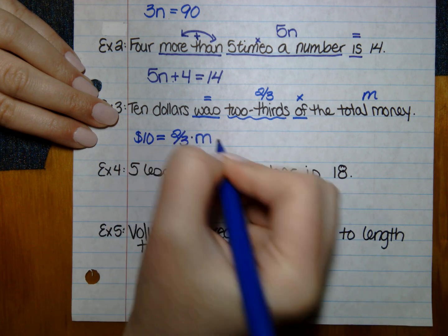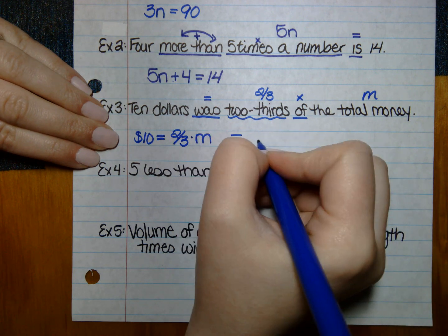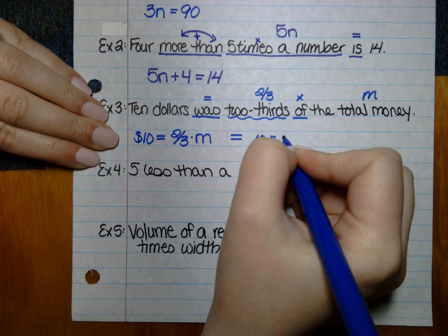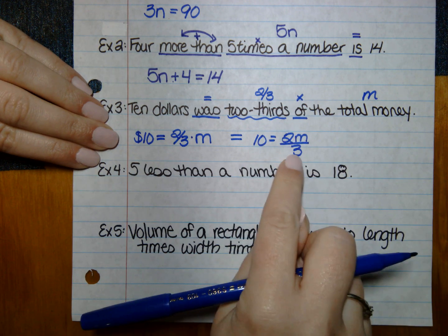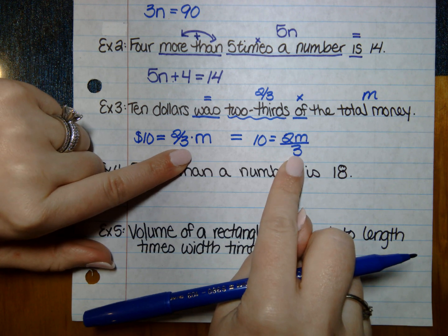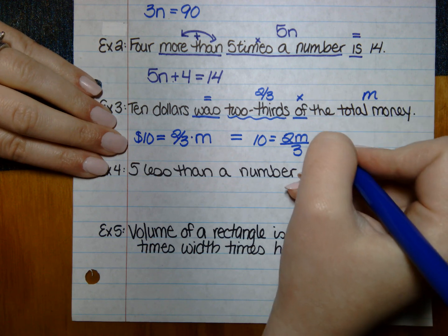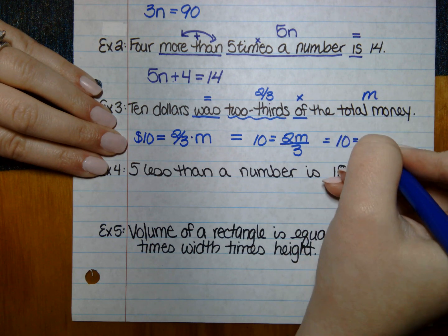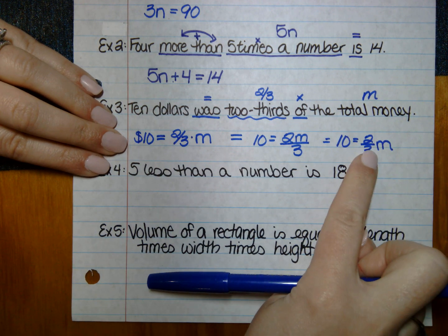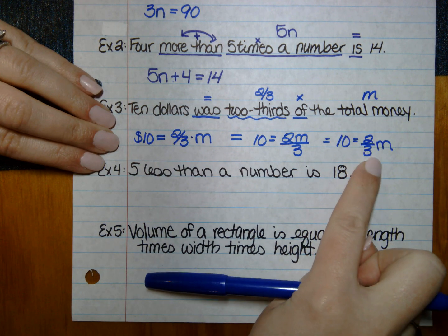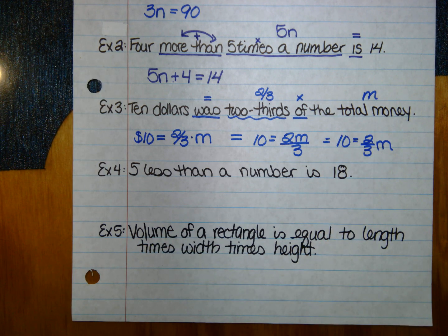times M. You could also write this as 10 is equal to 2m divided by 3. This fraction and this expression mean the same thing. You can also just write it as 10 equals 2/3 with your m touching that fraction. Remember, if we have a coefficient in front of our variable, it automatically means to multiply those two pieces together.